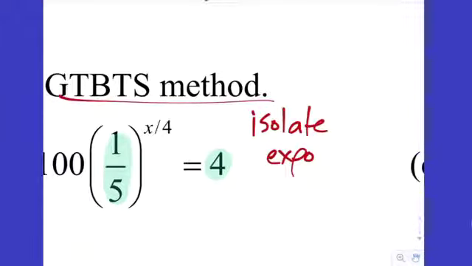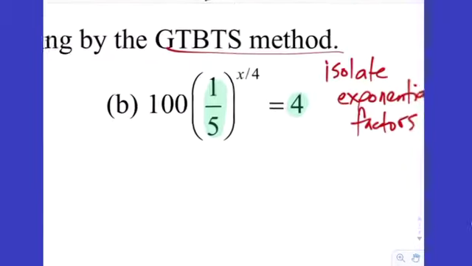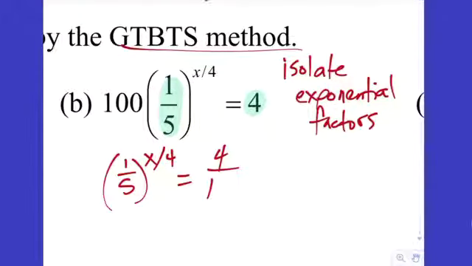So your first step in the GT-BTS method is to isolate your exponentials, or your exponential factors. In the first example, they were already separated. We had one on one side, one on the other. Here I have the 1/5 to the x, to the 4th. It's being multiplied by 100. So how do I get rid of the 100 if it's currently being multiplied? Divide. If I divide both sides by 100, you get 1/5 to the x 4th power equals 4 divided by 100. And now you've got your bases isolated. The left side is 1/5. The right side's base is 4 100ths.